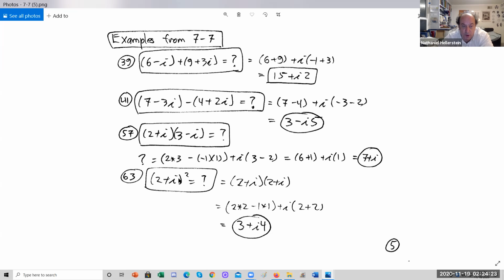The square of 2 plus i, well, that's 2 plus i times 2 plus i. And now, 2 times 2, that's here, minus i times i, minus 1. i times i is minus 1. Then 2i plus 2i, that's 2 plus 2 times i. This comes out to 4 minus 1, that's 3, plus i times 4.